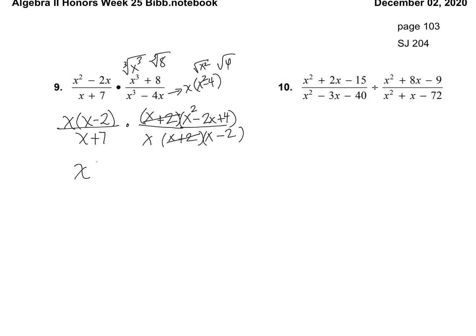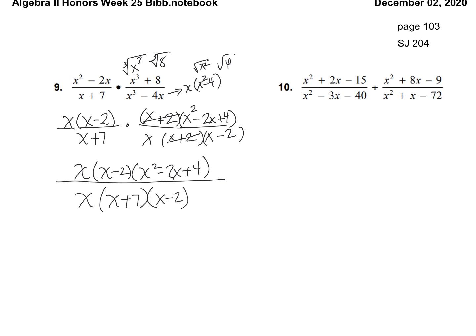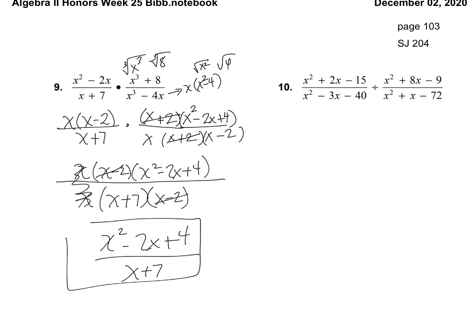Now I'm going to put everything together. X times x minus 2 times x squared minus 2x plus 4. That's in the numerator. In the denominator, I'm going to have x. I always like to put my monomials first. X, x plus 7, and x minus 2. Can I reduce anything away? Yes, the x's can reduce away. The x minus 2's can reduce away. So my final answer is x squared minus 2x plus 4, and that will not factor, divided by x plus 7. And that's all I can do to that problem.